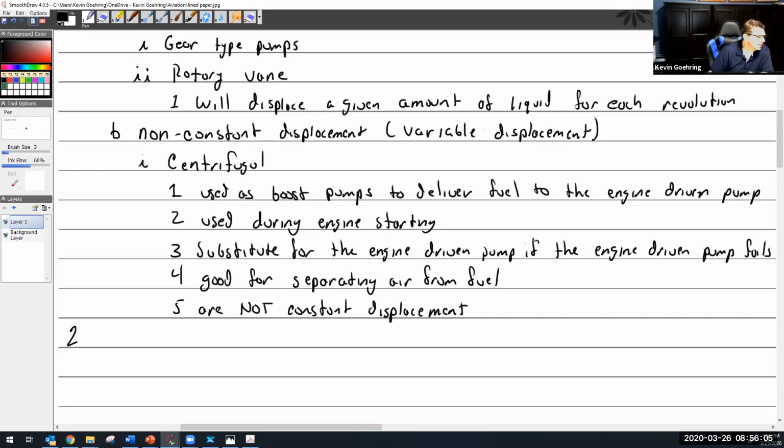Let's see. There is another type of fuel pump. Let me see. I think I got a picture. I don't have a picture. What the heck?